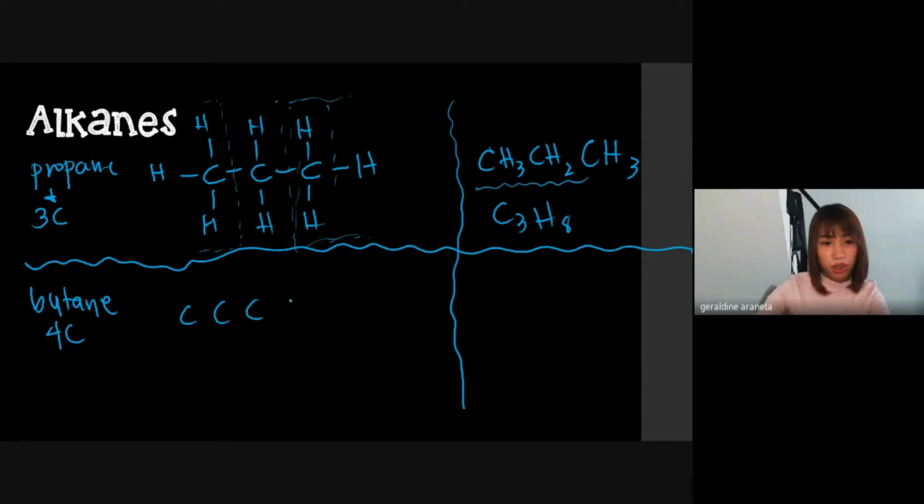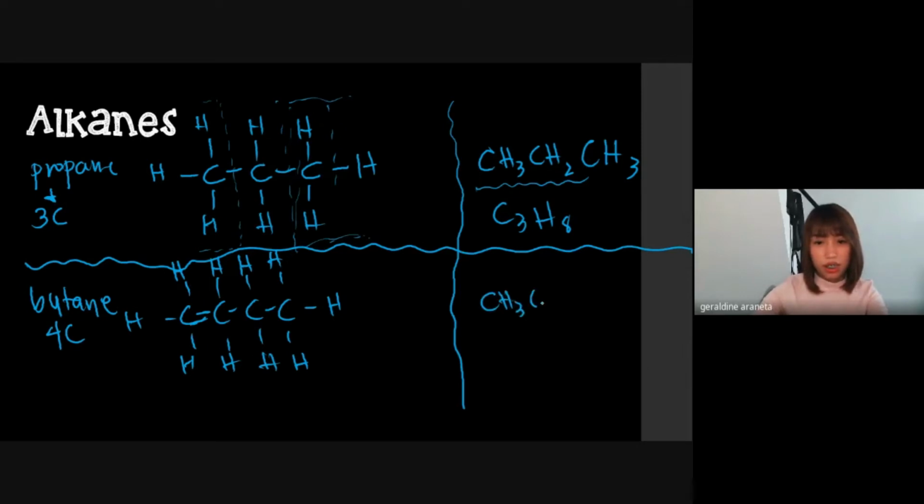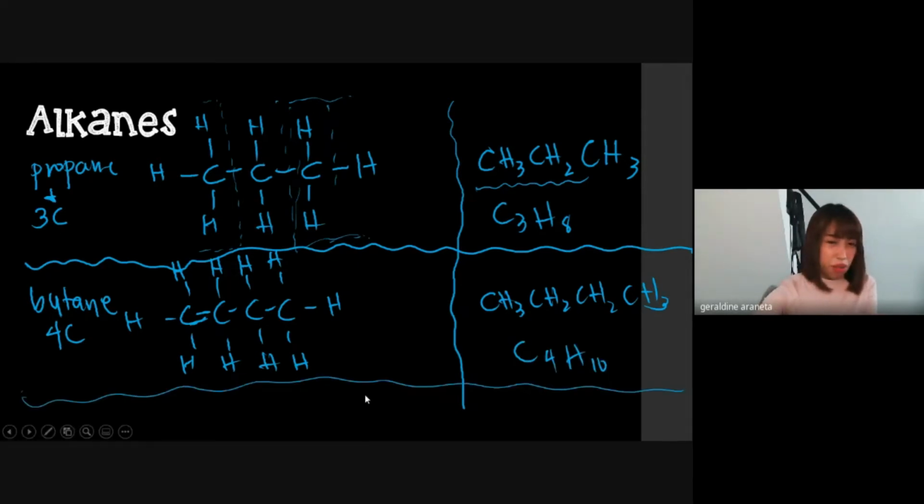So 1, 2, 3, 4. Then yung bonds natin, ayan, H lang din. Ang condense niya, yun yung CH3, CH2, CH2, CH3. And its formula would be C4H10. So, may example na yung pentane. Basta sa pentane, 5 yung ating carbon.